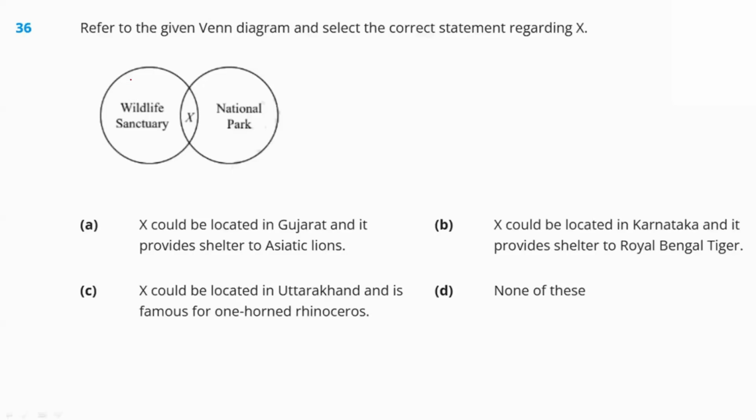Next. Refer to the given Venn diagram and select the correct option regarding X. So X is a wildlife sanctuary as well as a national park. So X could be located in Gujarat and it provides shelter to Asiatic lions. So it is the Gir National Park, which is both a national park as well as a wildlife sanctuary. So option number A is the right answer.